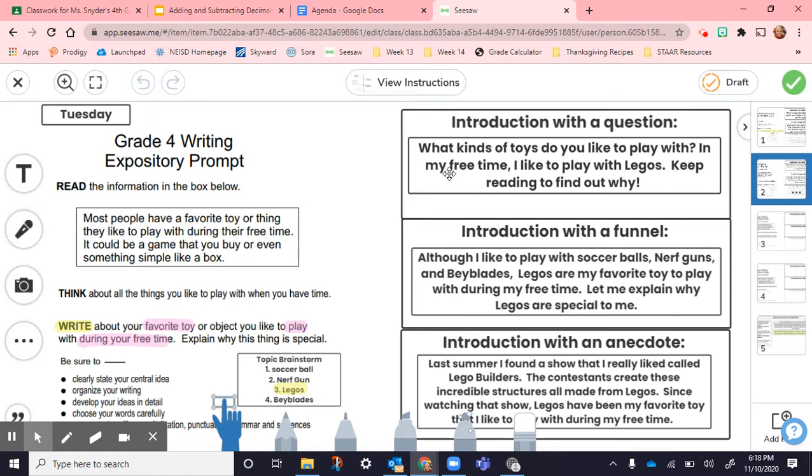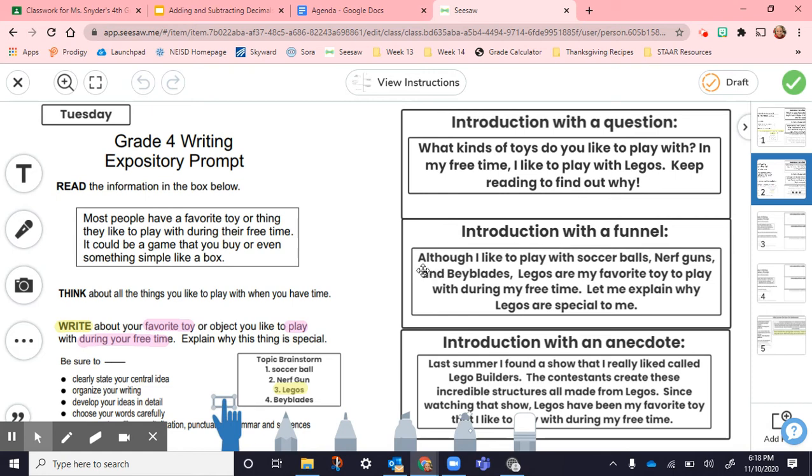So I said, what kinds of toys do you like to play with? In my free time, I like to play with Legos. Keep reading to find out why. Another way of starting this off is with a funnel. So again, the funnel is that hook. This first part right here is the hook, and then each one of these still is telling the reader that my favorite toy is Legos.